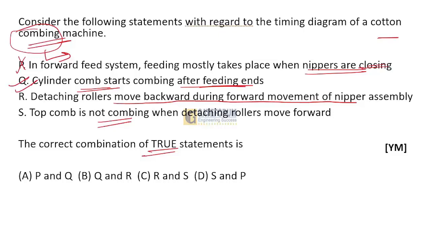And the detaching roller moves backward during the forward movement of the nipper assembly. So this is also right. Top comb is not combing, this is wrong. So option number B is the correct option. I think it is clear.